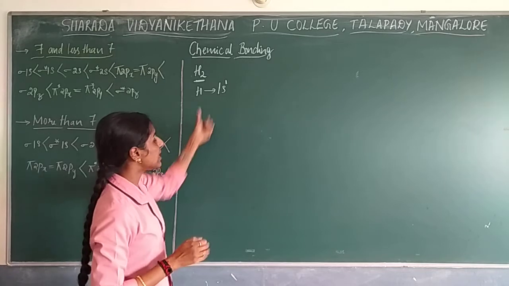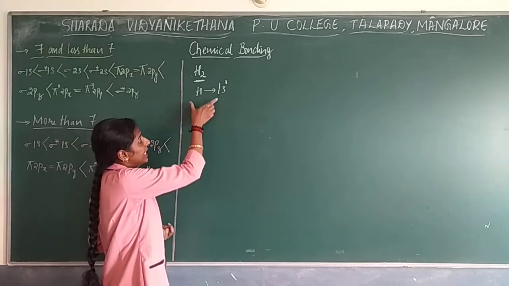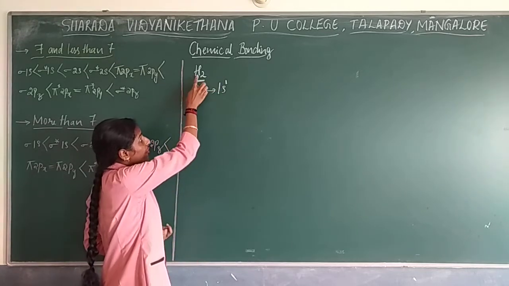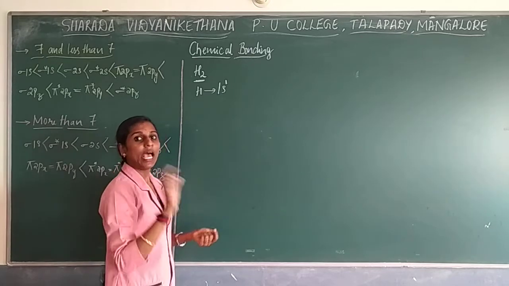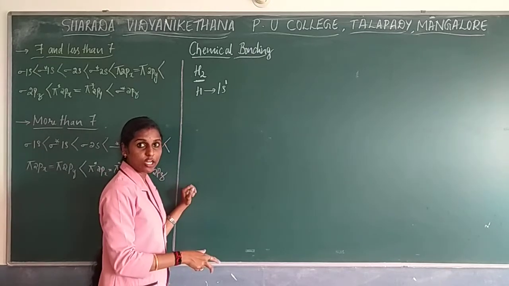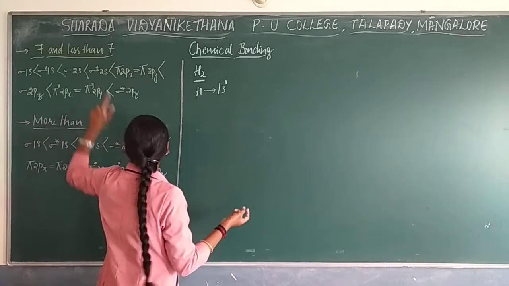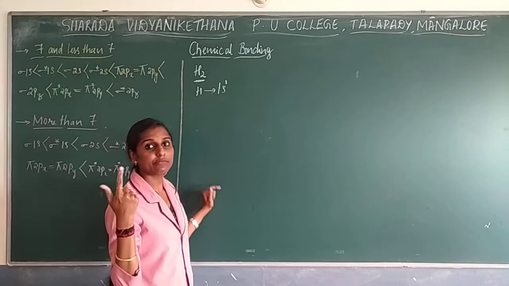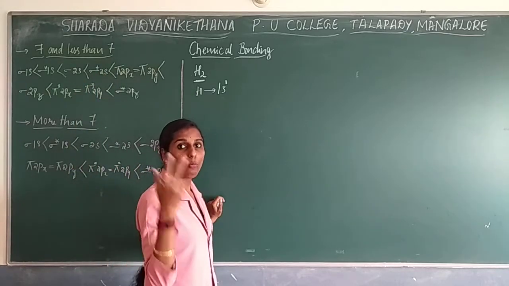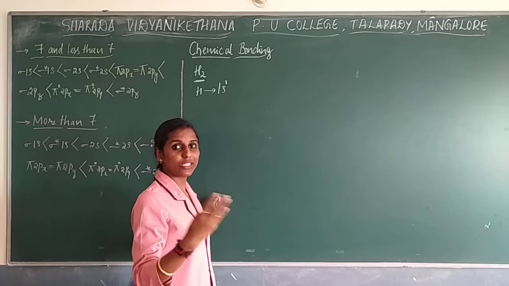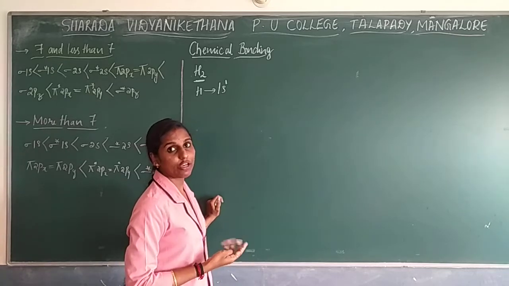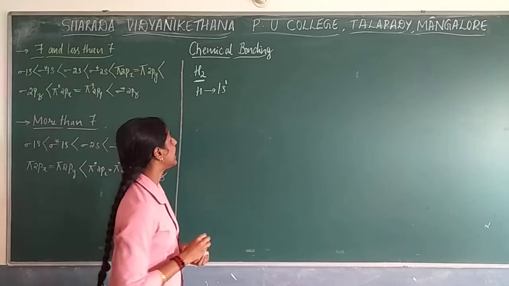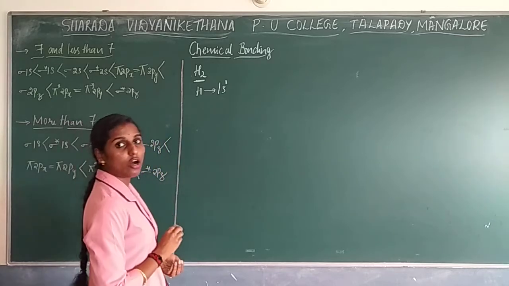Next, you see here the MOT structure when we are writing it. First write the electronic configuration of one atom and draw the molecular orbital structure, and later mention the electronic configuration, the stability, the bond order and the magnetic property. These terms you need to mention when you are explaining molecular orbital theory. Now we will draw the molecular orbital structure.